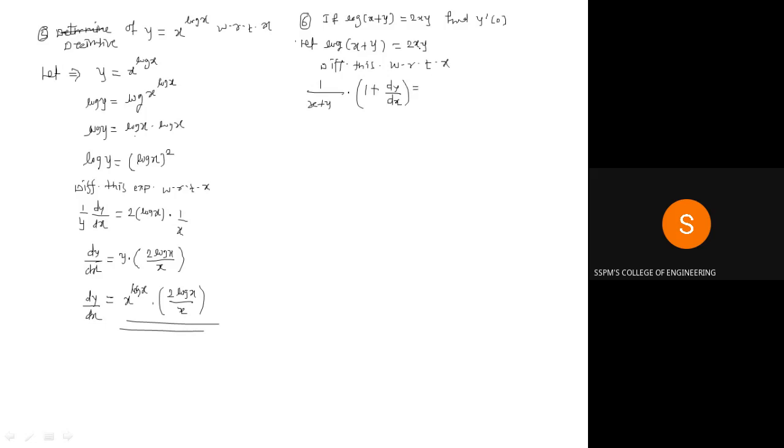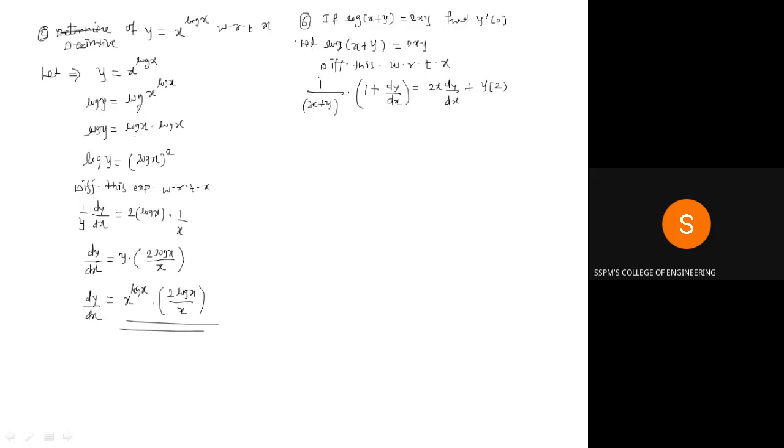That is equal to, here in the RHS there is a product of two functions. Need to apply the product rule in differentiation. So 2x into the derivative of y, which is dy by dx, plus y into the derivative of 2x, which is 2. It means first into derivative of second plus second into derivative of first. But we need to differentiate with respect to x only.